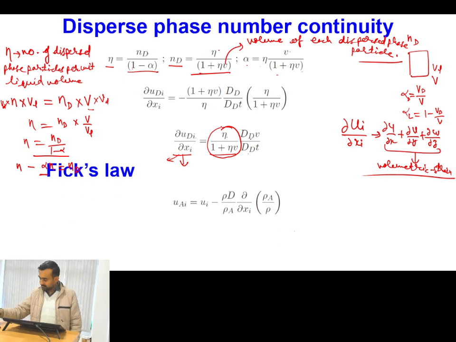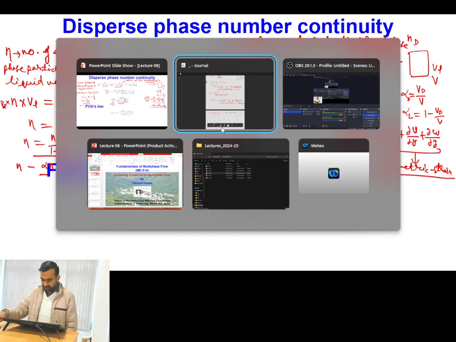Now let's not discuss Fick's law at the moment, because it will be majorly important only for reacting species. So we'll stop at this point and we'll discuss further in the next class.